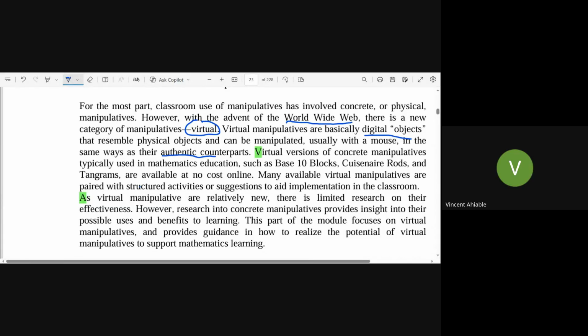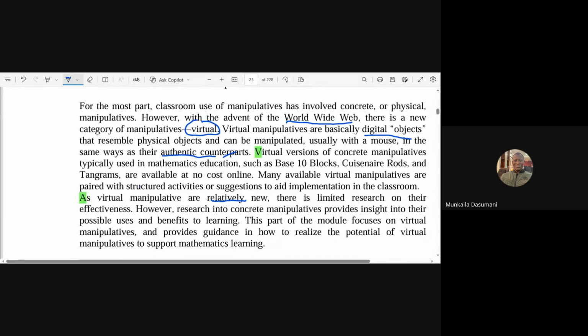Many available virtual manipulatives are paired with structured activities or suggestions to aid implementation in the classroom. As virtual manipulatives are relatively new, there is limited research on their effectiveness. However, research into concrete manipulatives provides insight into their possible uses and benefits to learning. This part of the model focuses on virtual manipulatives and provides guidance in how to realize the potential of virtual manipulatives to support mathematics learning.